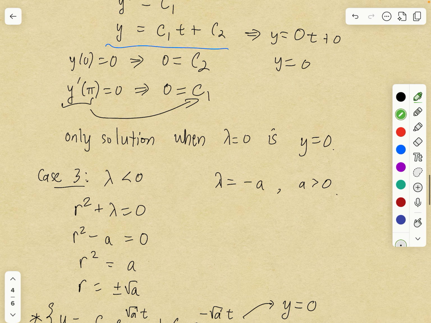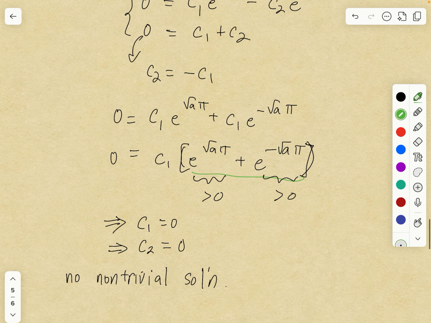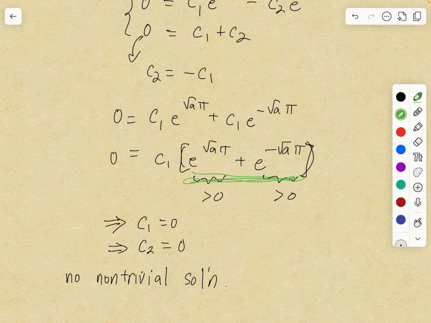But in the other case, if you go back to the last case, here we had 0 equals C1 times something, but no matter what A is, this factor has to be positive. That's the difference between this and the previous case where lambda was positive.